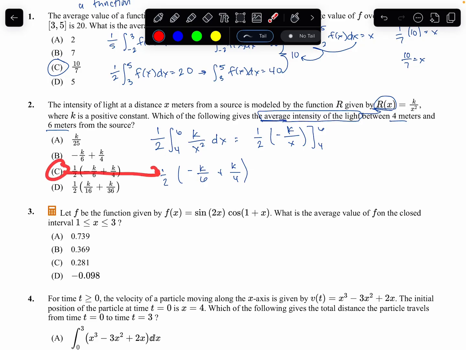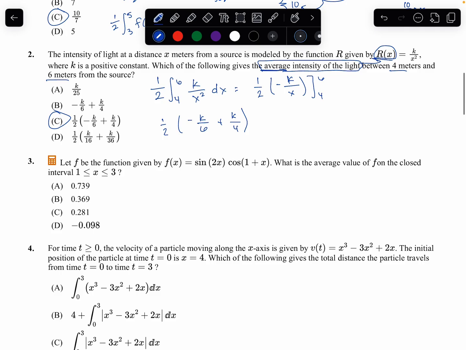C? Yeah? I think it's C. Okay. Alright, this one will be using a calculator.